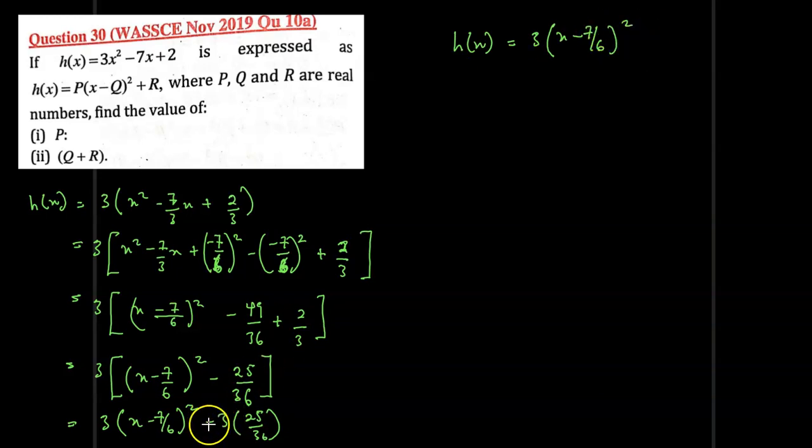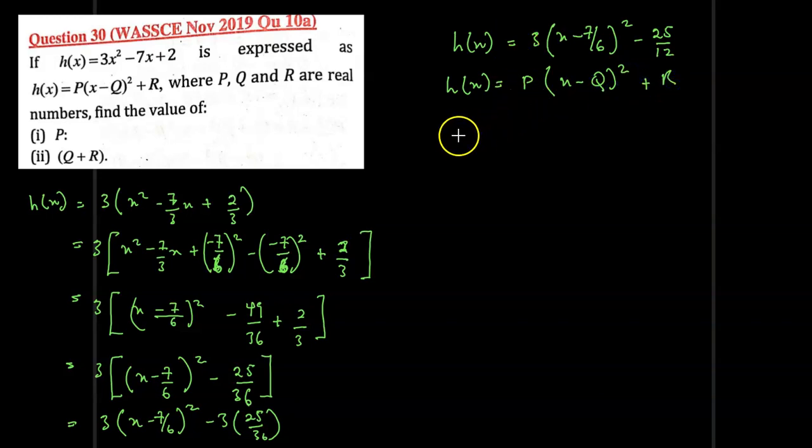Then when negative 3 multiplies, it will go into 36 how many times? So you have 36 divided by 3, that is 12. So you are going to have minus 25 on 12. So we've been able to write h of x equal to p into bracket x minus q all squared, then plus r.